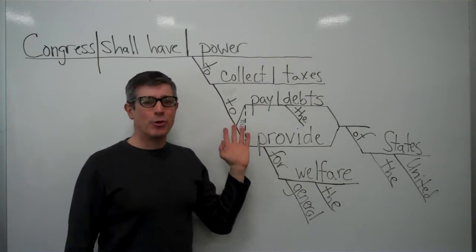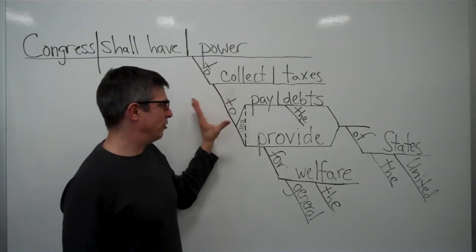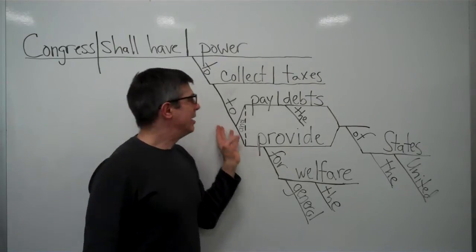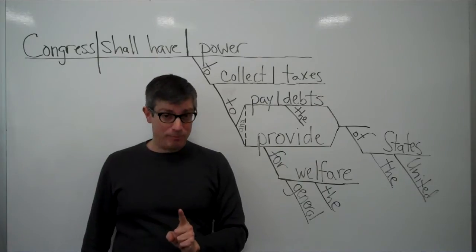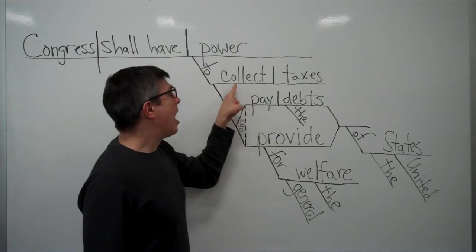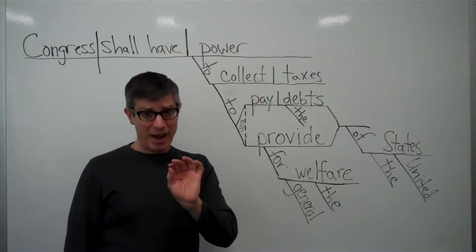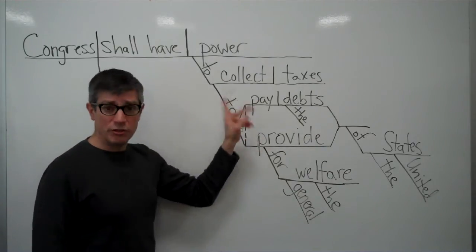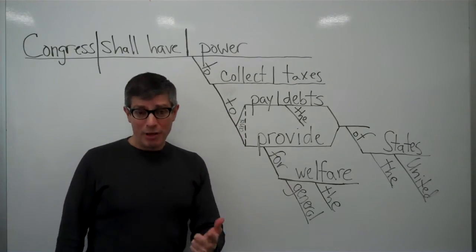And now the way it's diagrammed here, everything else, these infinitive phrases, to pay debts and to provide for the general welfare, these are functioning, as the diagram shows, adverbially. That is, they are saying why these taxes may be collected. Why may, and that's an adverb question, right? Why may these taxes be collected? Well, two reasons are given: to pay debts and to provide for the general welfare.